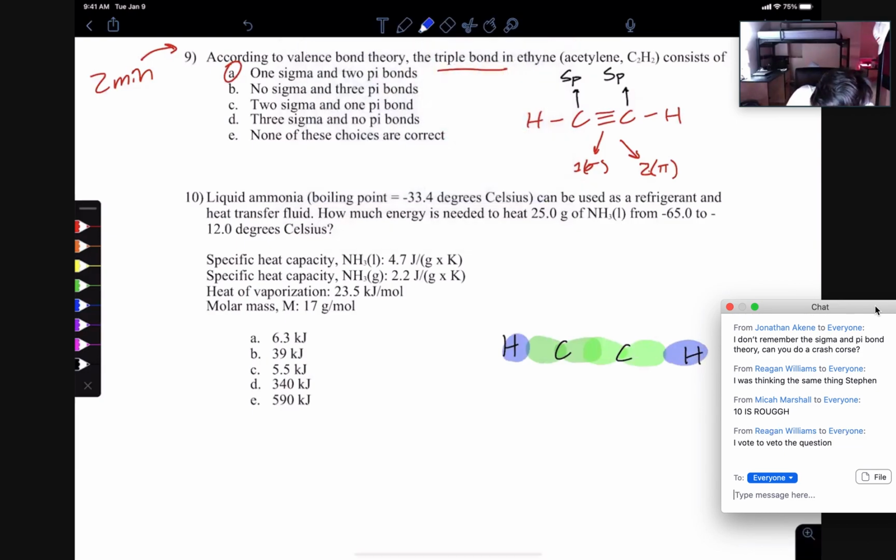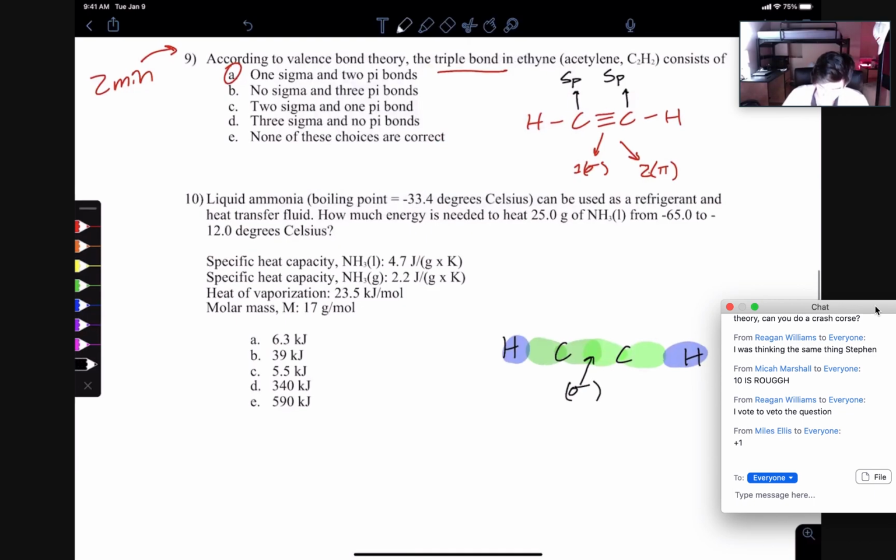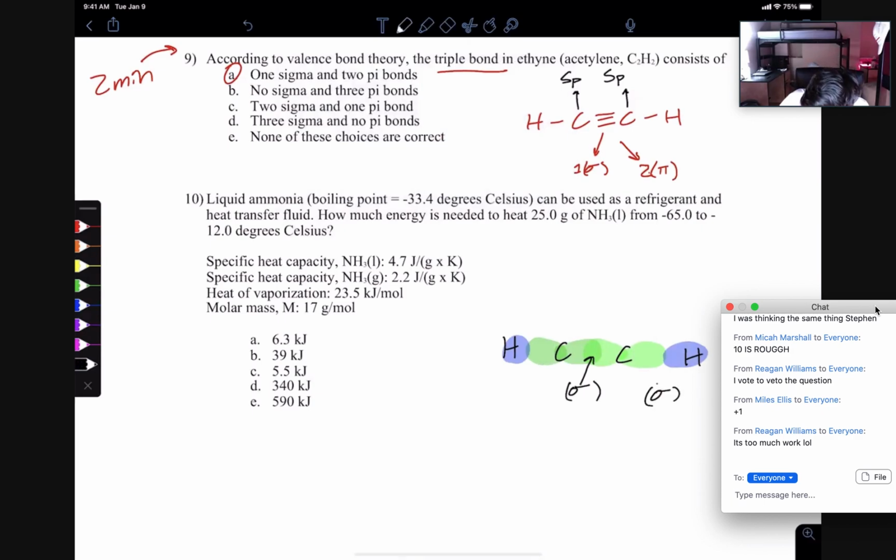Okay, so what happens here, that bond right there, that is a sigma bond, okay? So that's a single bond, it's an overlap between orbitals, so that's a sigma bond, just like that's a sigma bond right there, that overlap, and that overlap is also a sigma bond, okay? So those are sigma bonds.